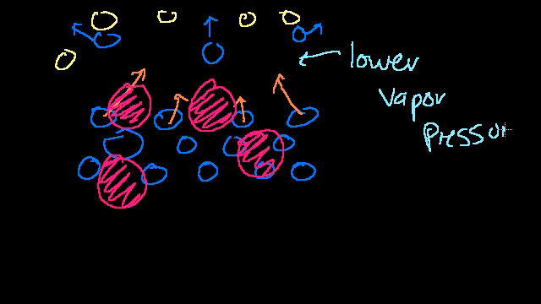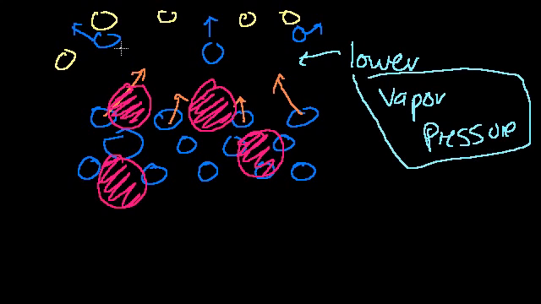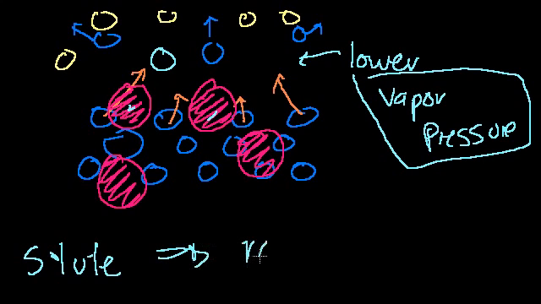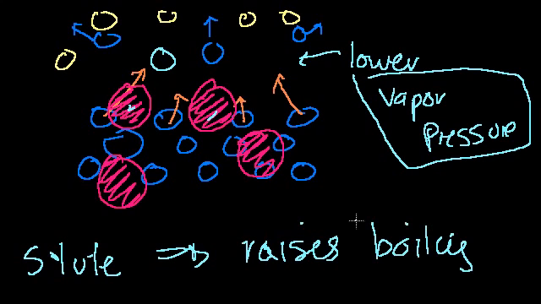And remember, your boiling point is when you have enough particles with enough kinetic energy out here to start pushing against the atmospheric pressure. When the vapor pressure is equal to the atmospheric pressure, you start boiling. But because of these solute particles, I have a lower vapor pressure, so I'm going to have to add even more kinetic energy, more heat to the system, in order to get enough vapor pressure up here to start pushing back the atmospheric pressure. So solute also raises the boiling point.